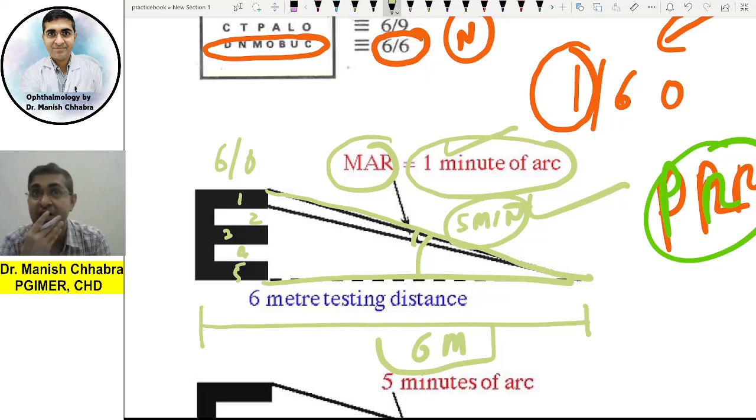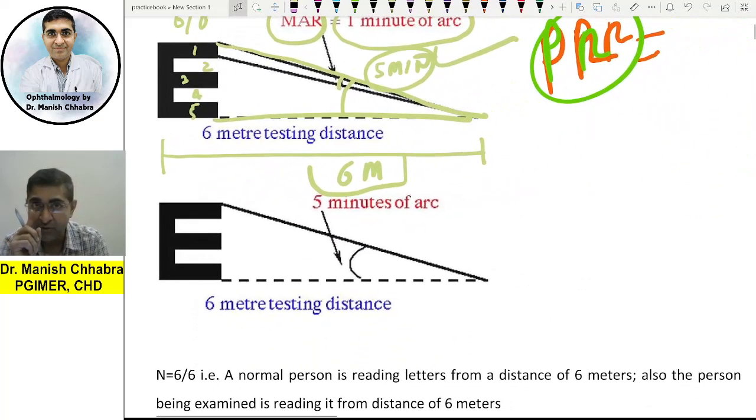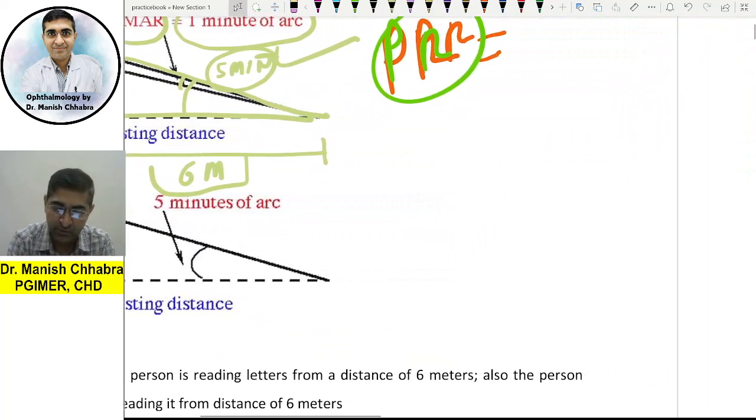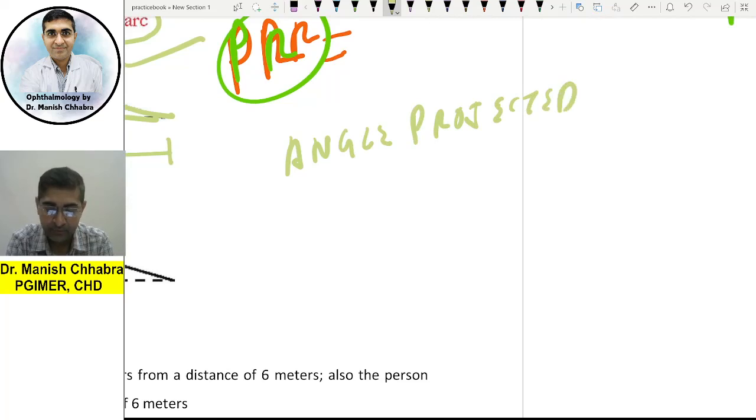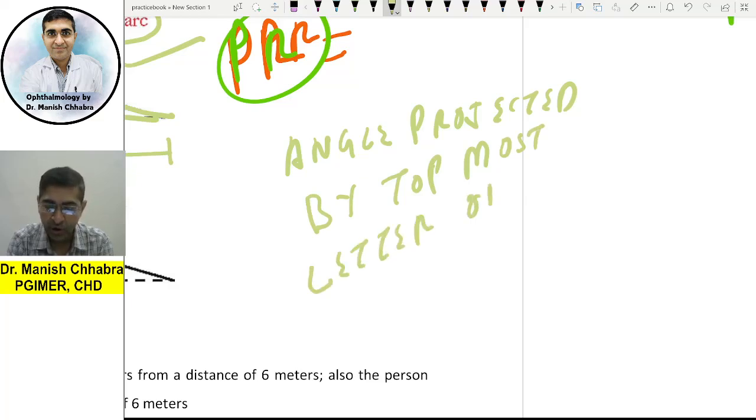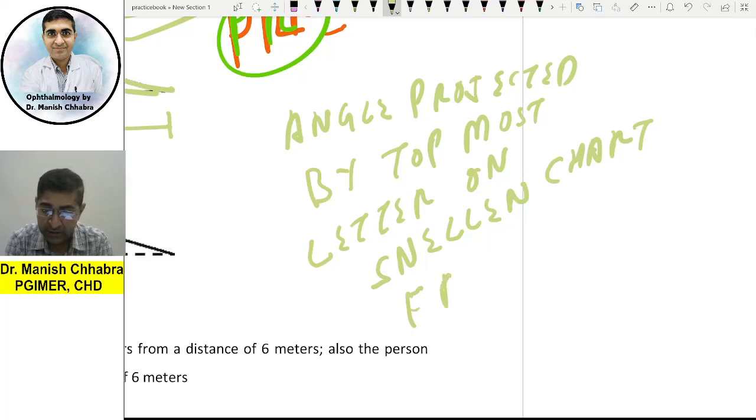But AIIMS people are smart, so we have to be smarter. So we will solve one MCQ which was asked. What was that MCQ? What is the angle projected by the topmost letter on the Snellen chart from a distance of 6 meters?